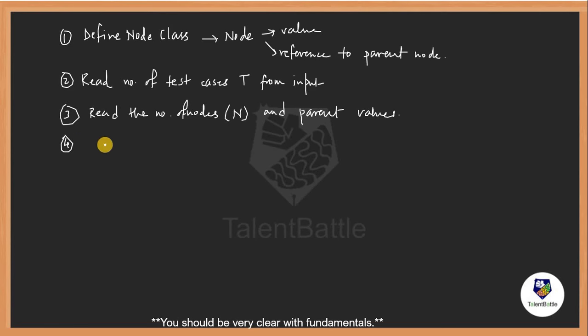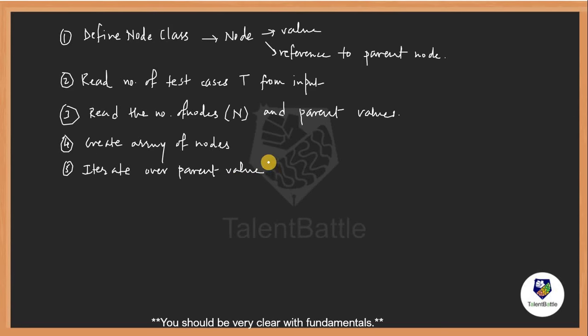Now to make it very easy, we will create an array of nodes, which will hold the objects. And then the next step will be iterations. So we will iterate over the parent values, because we have discussed the same logic in the common ancestor process. Once you iterate over the parent values, based on that we will create the corresponding tree node objects.